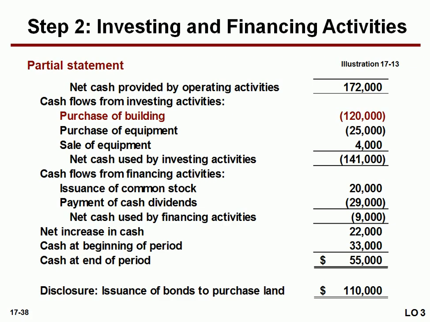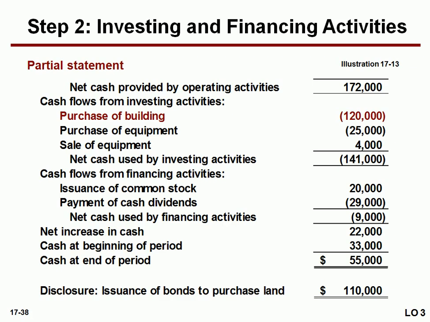Payment of cash dividend means that the company pays dividends to its stockholders. So as the company pays the dividend, 29,000, we should deduct that amount because the company pays it. So now at the end, what we get is net cash used by financing activities.